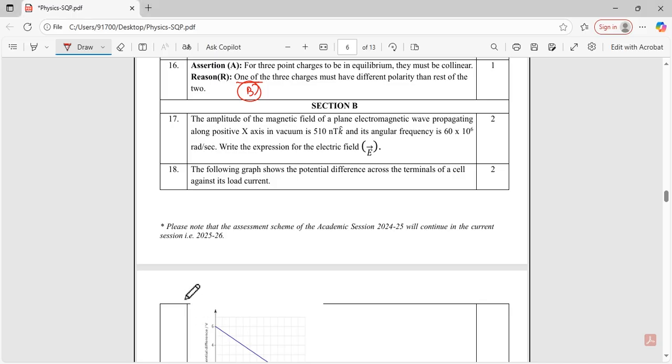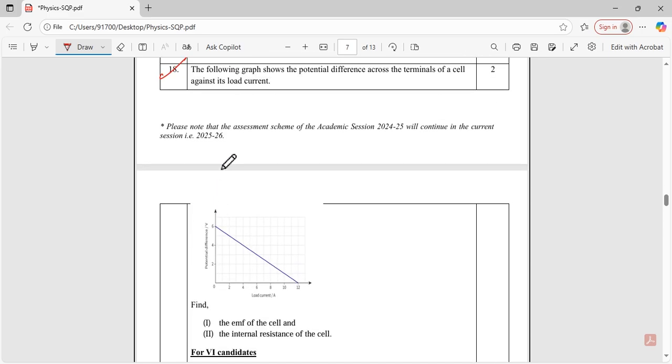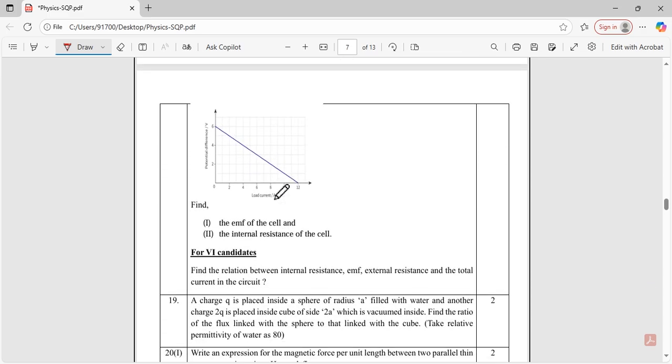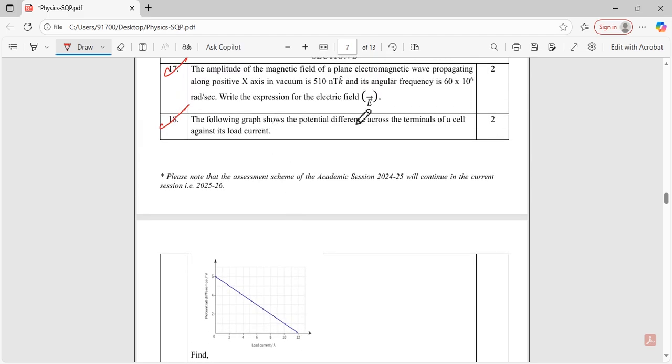Now, next, question number 18. Following is the graph of the potential difference across the terminals of a cell against its load current. Okay, terminal of the cell and the load current. Given the diagram, find the EMF of the cell and the internal resistance of the cell.